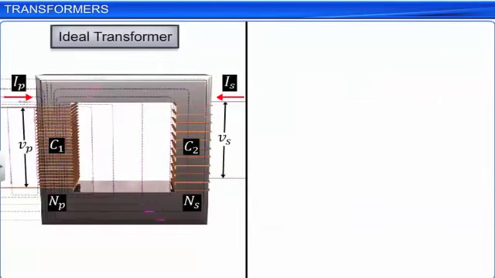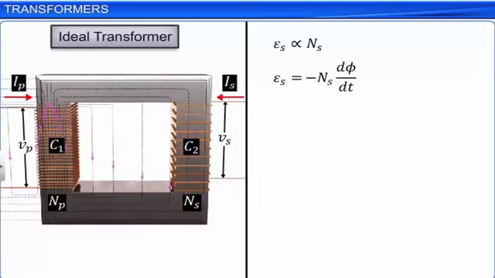Then, due to mutual induction, the induced EMF or voltage in the secondary coil Es is directly proportional to the number of turns Ns in it. Then, according to the principle of mutual induction, the EMF Es is equal to minus Ns into d phi by dt, where d phi by dt is the rate of change of the magnetic flux linked with the secondary coil. The minus sign is in accordance with Lenz's law.